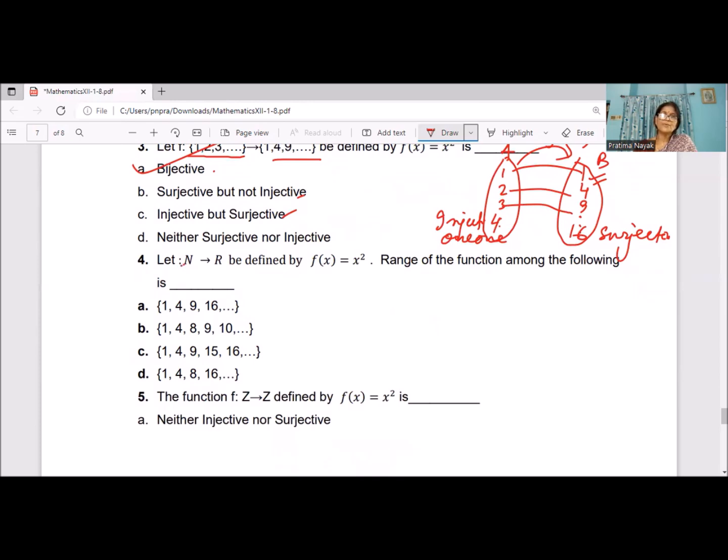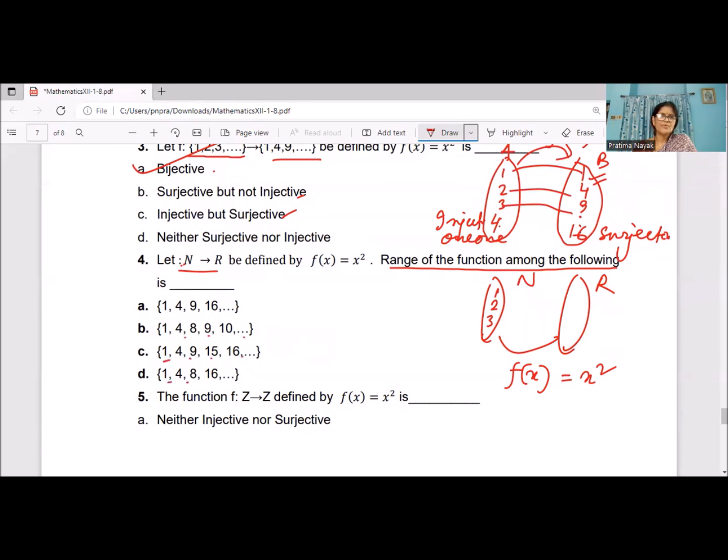Now the function is defined from natural numbers to real numbers. That means x is a natural number and this is your R. And the function is f(x) equals x square. So the question is, what will be the range of the function among the following options: 1, 4, 9, 16; 1, 4, 8, 9, 10; 1, 4, 9, 15, 16; 1, 4, 8, 16.